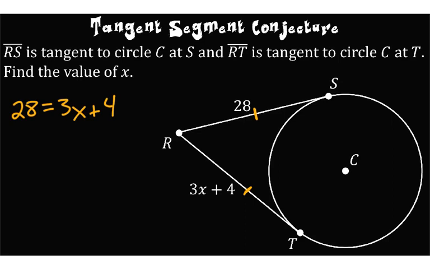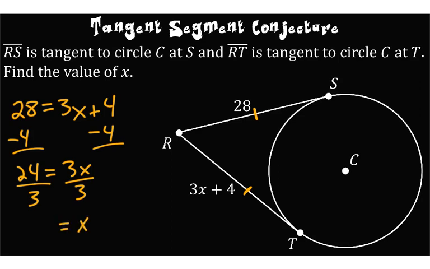And now we can just solve for x. So first we're going to subtract 4 from both sides so that we get that 3x term by itself. And then divide by 3 to get the x term by itself, and we get x equals 8, and that is our value of x.